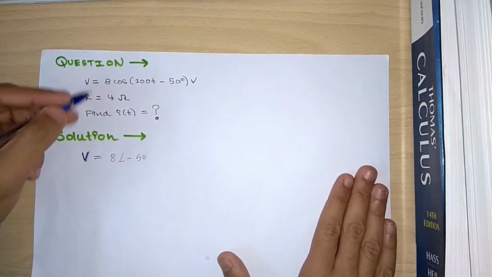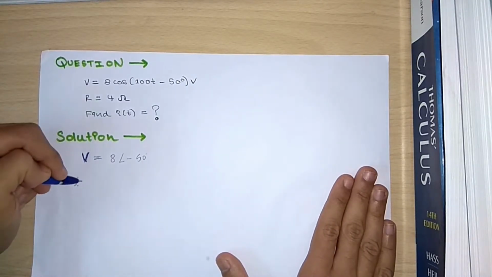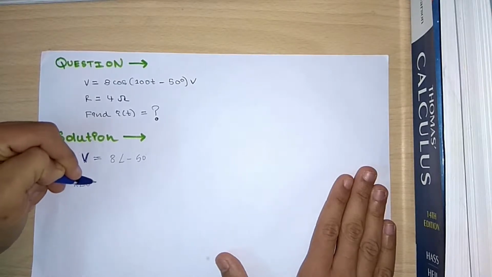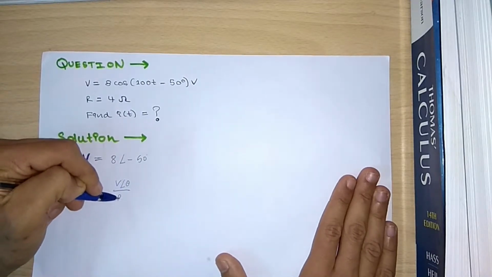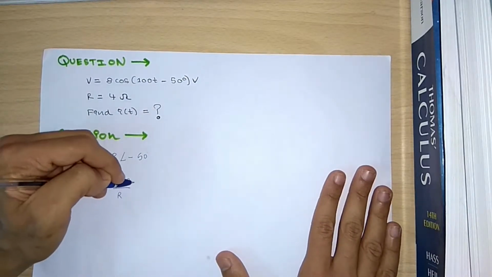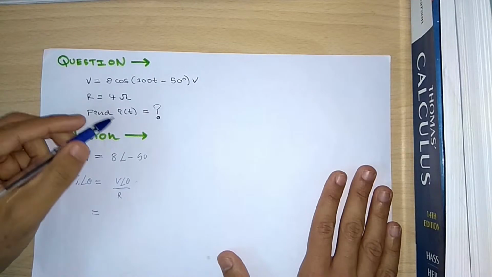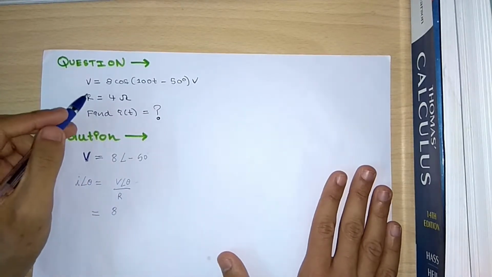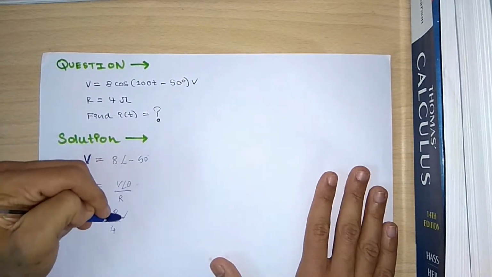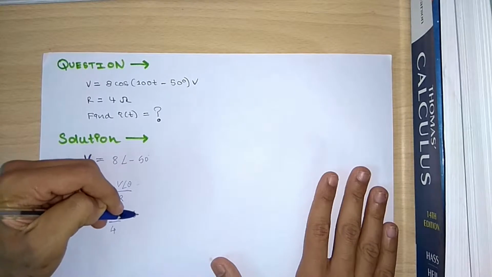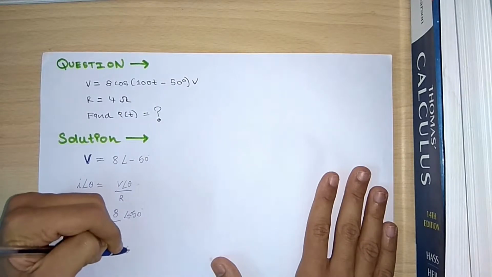And now we have to just find current, which is I. I can be found in polar form as V upon R, in which V is in polar form with this angle and R is as it is. Then, since there is no angle with resistance, we can simply divide the values except for the angle, hence getting the value as 2 angle minus 50.